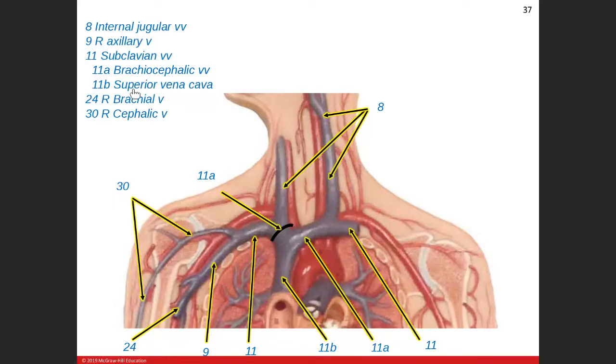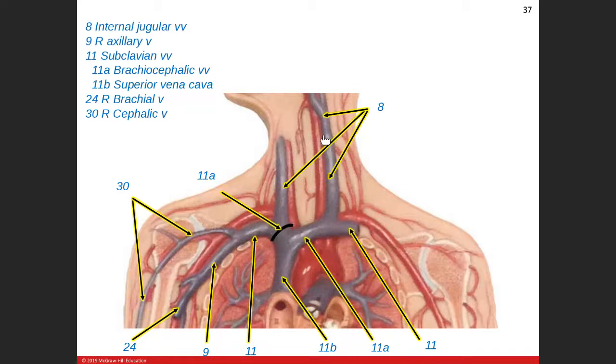I always just call it vein. So again, we're seeing these two blood vessels coming together, the subclavian vein here and the internal jugular vein. That's what forms our right brachiocephalic vein.